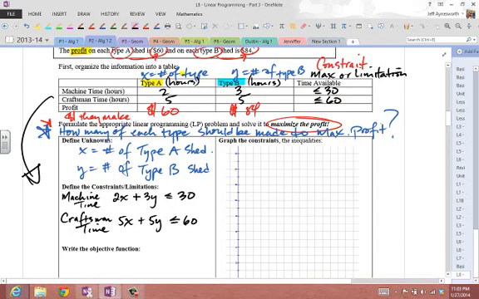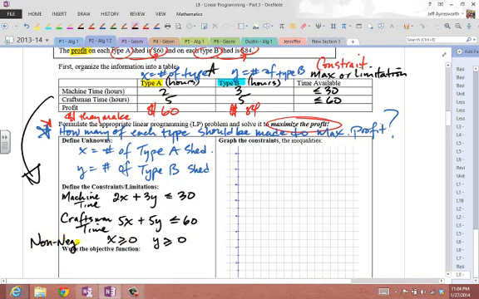Now, these variables represent sheds, and you can't have a negative number representing either one of them. The number of sheds cannot be negative for either one, so x has to be greater than or equal to 0, and y has to be greater than or equal to 0, because you cannot have a negative number of sheds. These are called non-negative constraints.